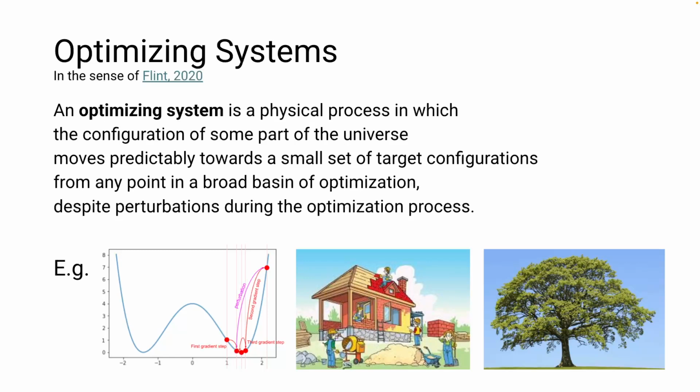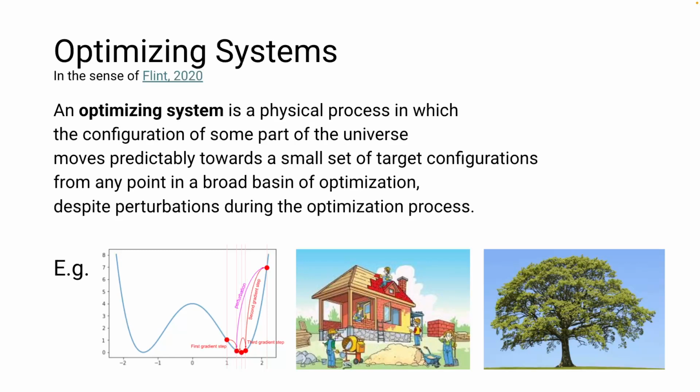So we're going to call a thing an optimizing system if it's a physical process in which the configuration of some part of the universe moves predictably towards a small set of target configurations from any point in a broad basin of optimization, despite perturbations during the optimization process. So one example might be some mathematical optimization algorithm, and we're thinking of the system here as the estimate of the optimum. The system's evolving via some sort of gradient descent algorithm.